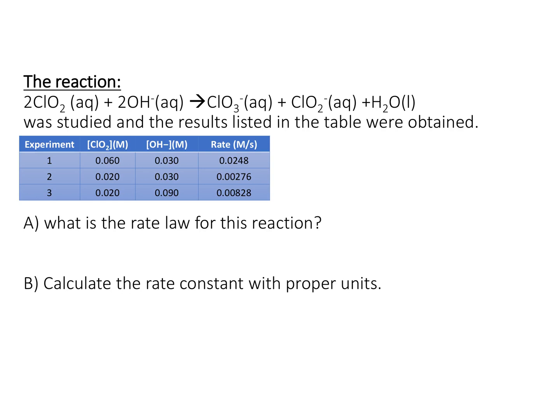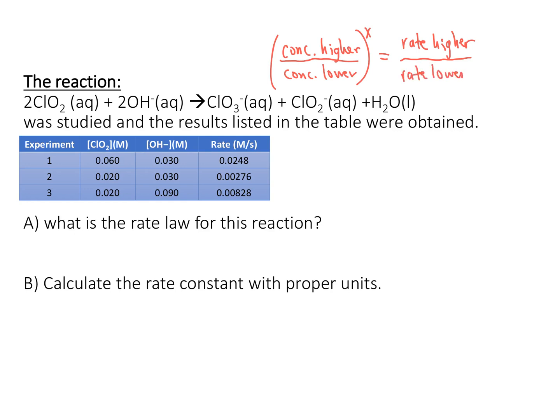relationship, and if I double the concentration and rate quadruples, that's a second order relationship. But we also have a way to calculate that. And the way to calculate that rate order is using this equation. Take the concentration that's higher divided by the lower concentration raised to the value x, and that should equal the rate of the higher reaction divided by the rate of the lower reaction. Where x is what we're looking for.